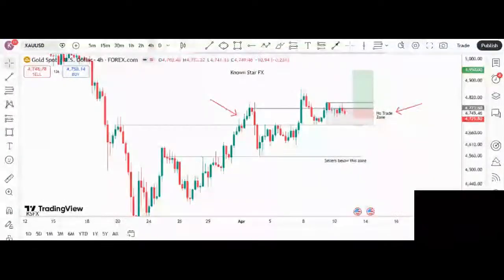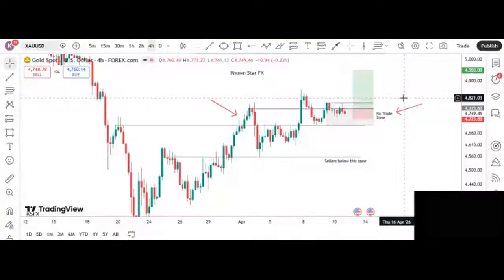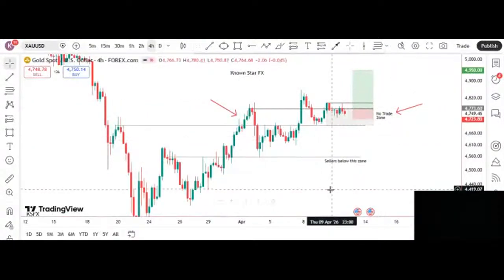So now, right within this zone, we just wait for a clear break above that level, then do what? Trade in line, right?